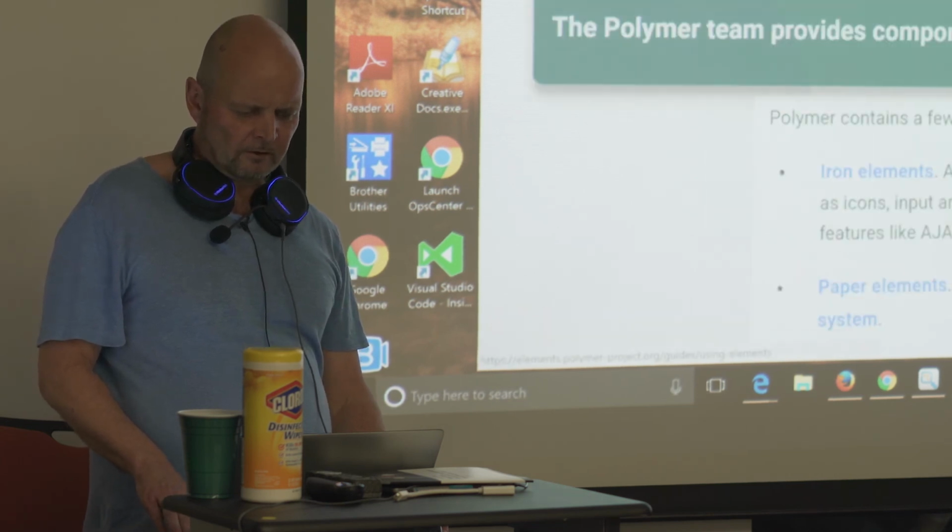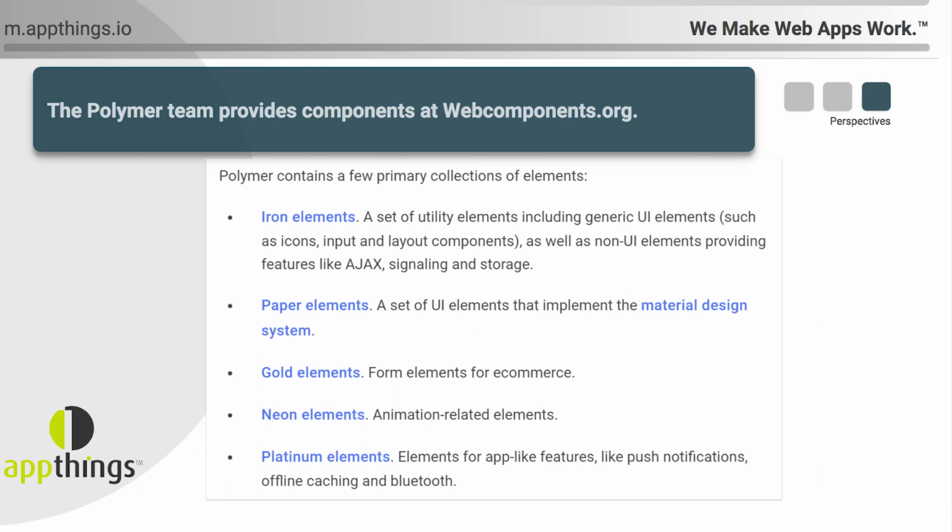Polymer also actually has elements: iron elements, paper elements, material design, gold elements for e-commerce, to make sure that the credit card is actually a credit card number, stuff like that, components, animation that is deprecated, platinum, app-like features, push notification, caching, Bluetooth. Some of them are still in progress or being migrated from version 1 to version 2. I didn't show you Polymer version 2 because it still has issues with Internet Explorer. So we tried it out, it didn't work yet, so we're not using it yet.